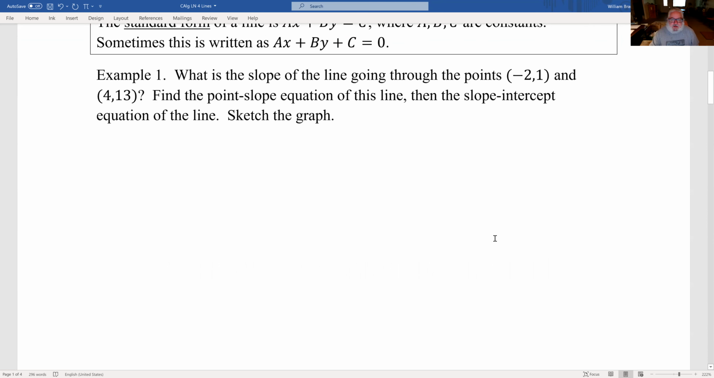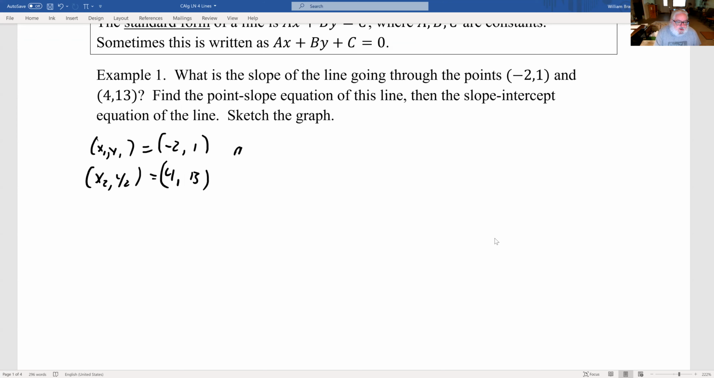So, example 1, what's the slope of the line going through these 2 points? We'll pick one of them to be x1, y1, so minus 2 comma 1, and x2 comma y2 we'll take to be 4 comma 13. And so the slope for a line is y2 minus y1 over x2 minus x1. It doesn't matter which one you take to be x1, y1 or x2, y2, just as long as you keep the points in the correct order.